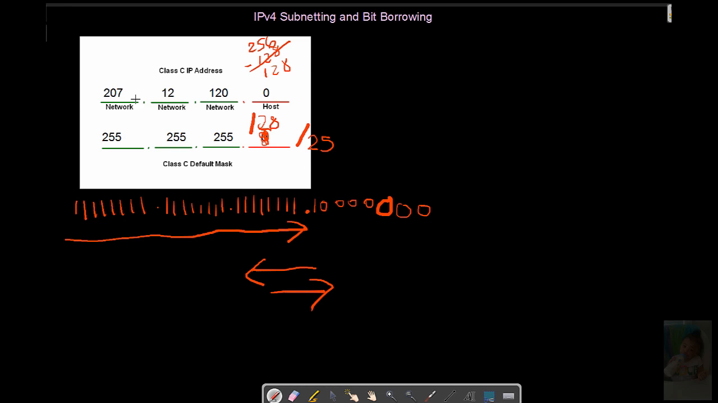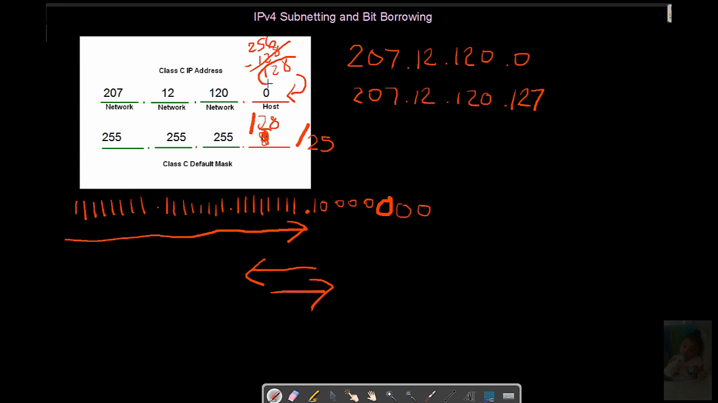Now for this network, 207.12.120.0, we can only have 128 potential addresses in there. What does that mean? Well, we're going to go from 207.12.120.0 to 207.12.120.127 as our broadcast, 0 through 127. That is 128 addresses. This is a net ID, our network identifier. This is a broadcast. Now we have a different range.